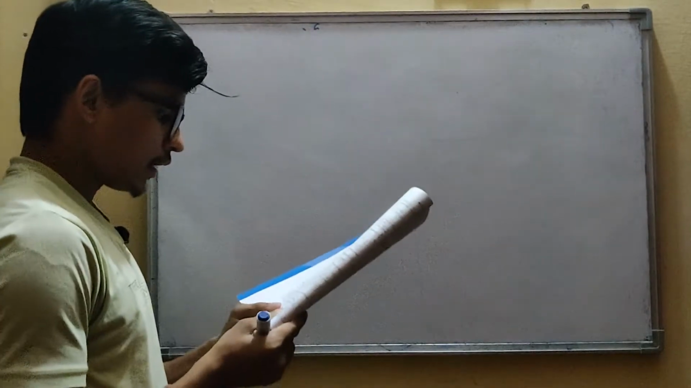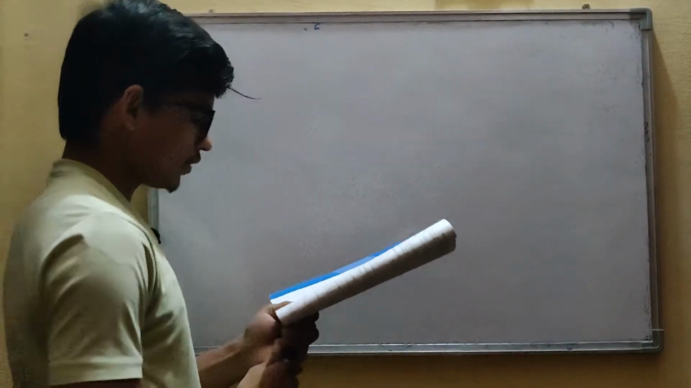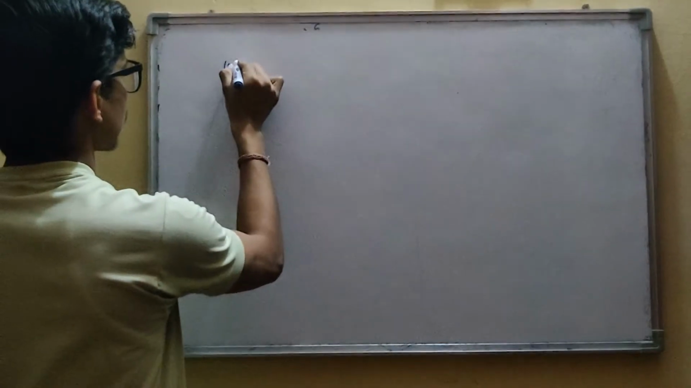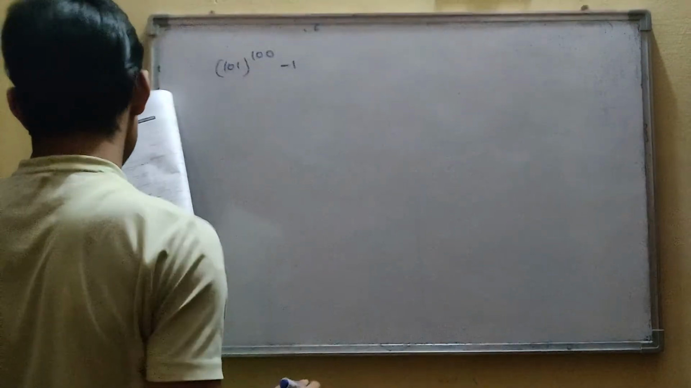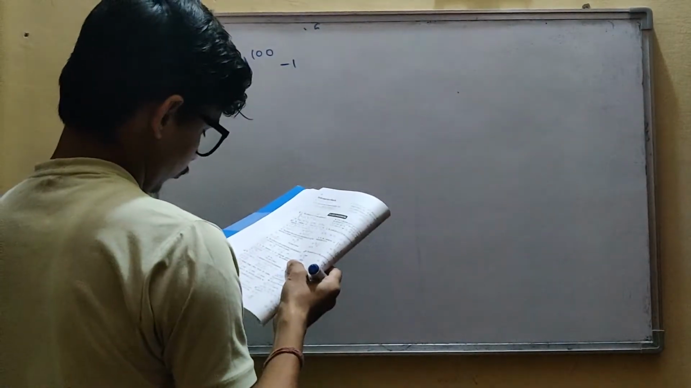So the next question is question number 7. The greatest integer which divides the number 101 to the power 100 minus 1. So we have to find the greatest integer which divides this from the options, right?